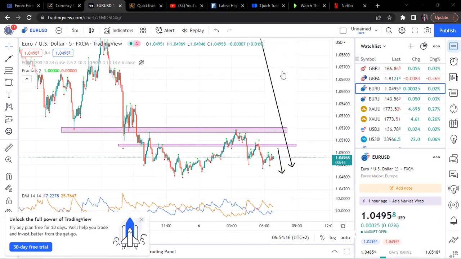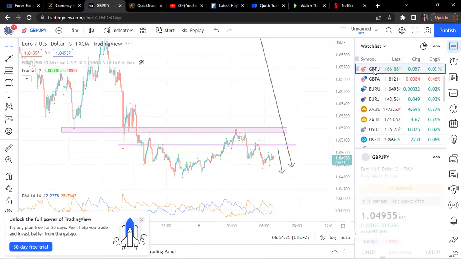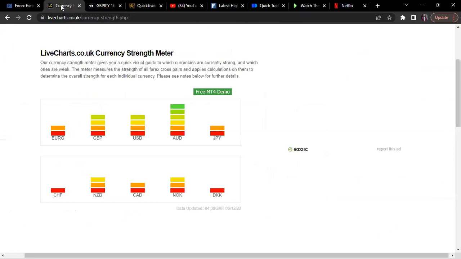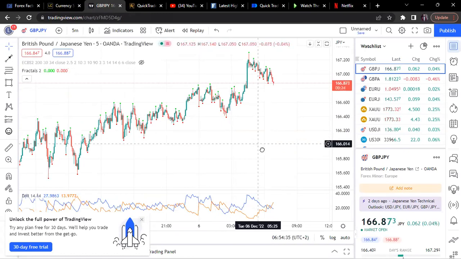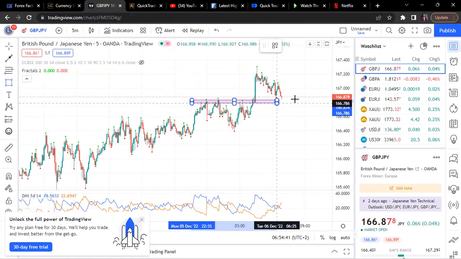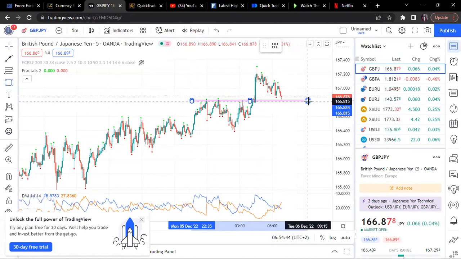Now, what do I want? Let's look at an uptrend. Which uptrend do we have actually? What do we have on GBPJPY? Okay, let's look at GBPJPY quickly, so I can give you guys an example of what we do when we are on an uptrend.